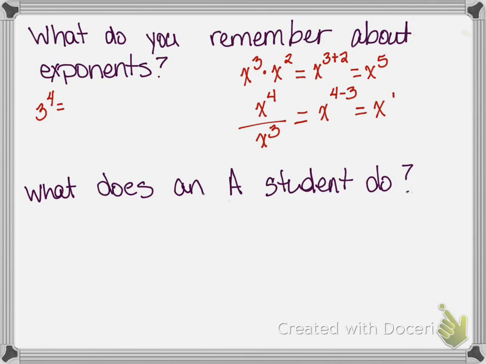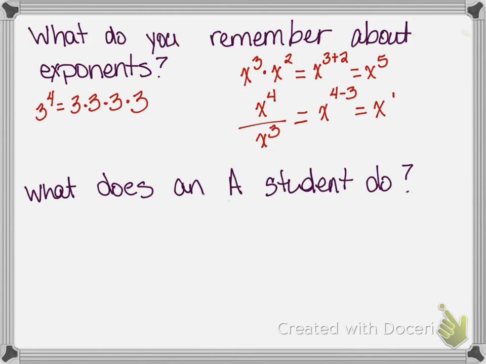What does 3 to the fourth mean? What does that exponent mean? 3 times 3 times 3 times 3. Okay? 3 times 3 times 3 times 3. That's what that means. Okay?